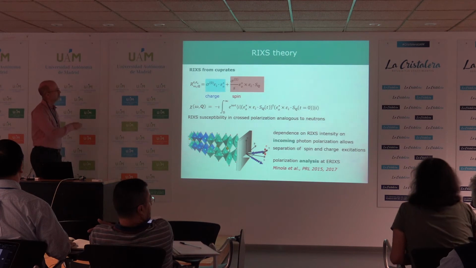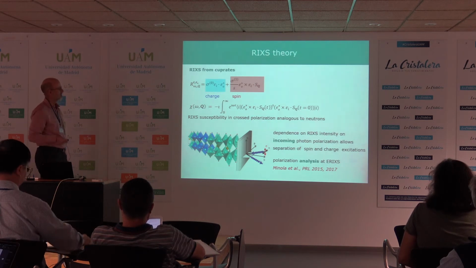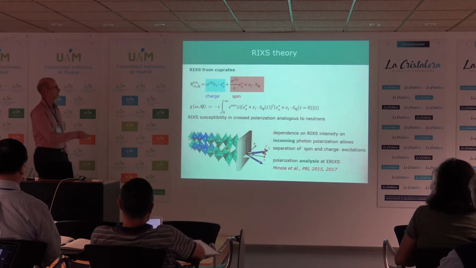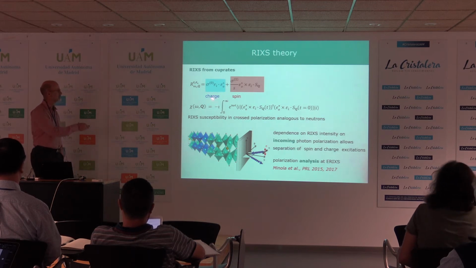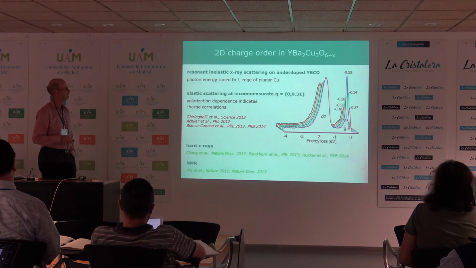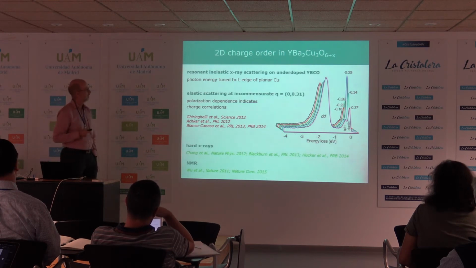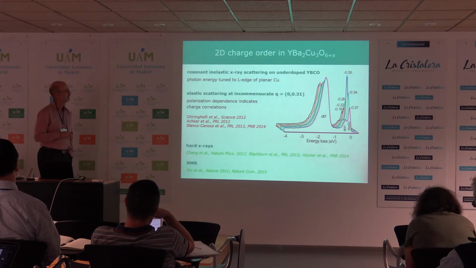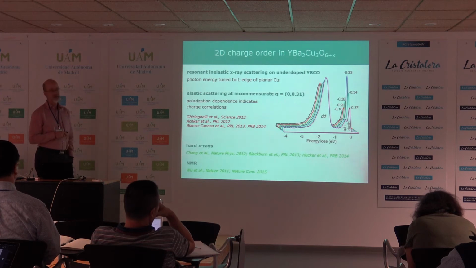Anyway, we don't usually analyze the final polarization. We've started doing this, but often this is not done. But still, just by looking at the dependence of the RIXS cross section on the initial photon configuration, we can discriminate between spin and charge excitations. And this was the first evidence of charge ordering in yttrium barium copper oxide. That was sort of parasitic to an experiment we were doing on spin excitations.